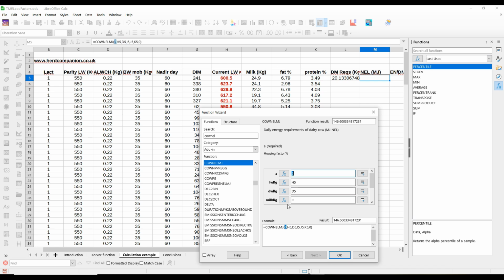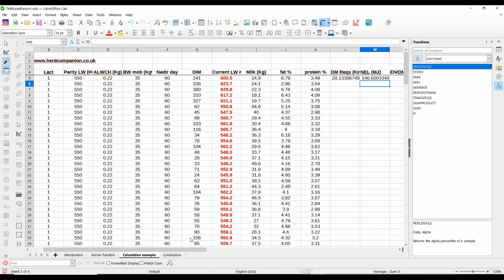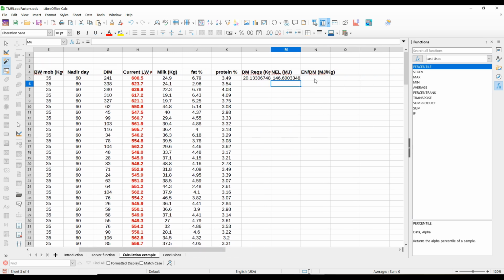The housing factor is the percentage of the increase of energy requirements of maintenance for the housing conditions. Okay, just 5%. This is the outcome, and of course I need the ratio of those two numbers, energy and dry matter. Okay, let's format the results.